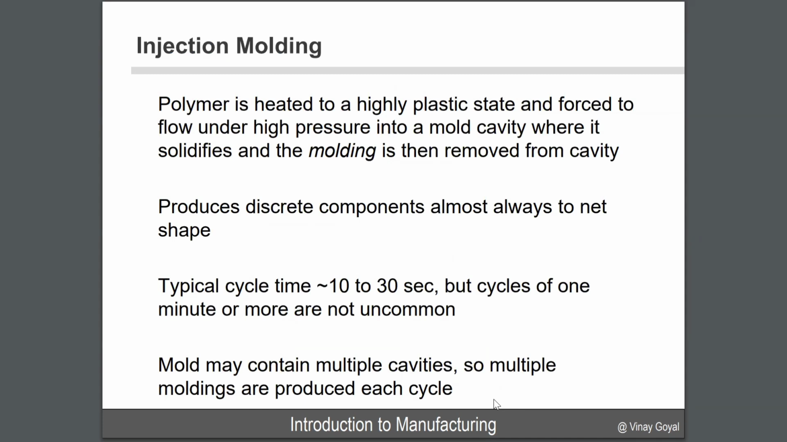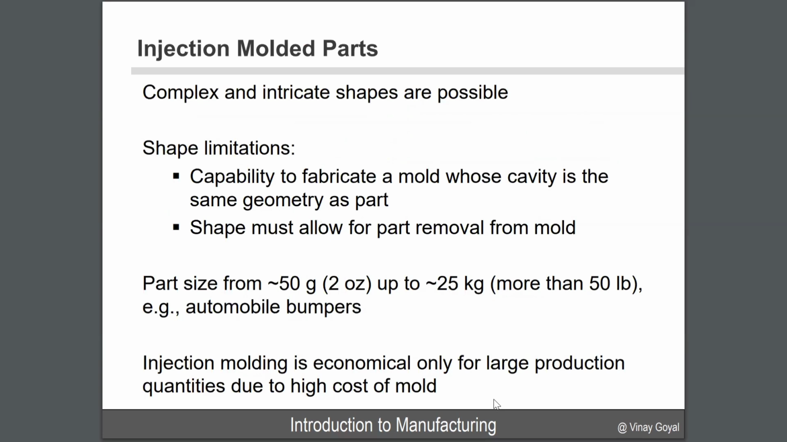So injection molding is very common and is used to produce a lot of components, part components even. Typical cycle time in the manufacturing process is 10 to 30 seconds. Cycles of 1 minute or more are not uncommon. You can mold a lot of different shapes, which may contain a lot of different cavities. Injection molding can also be used to create very complex parts. We've seen this in industry quite a bit.